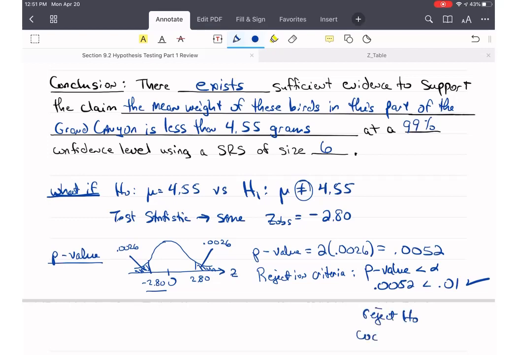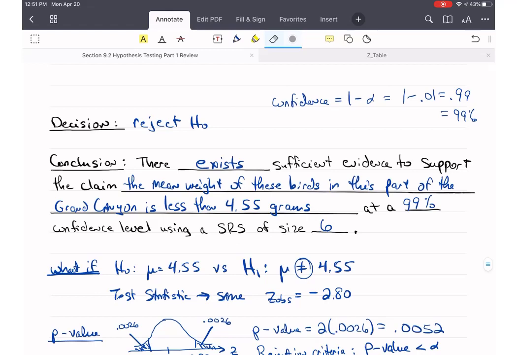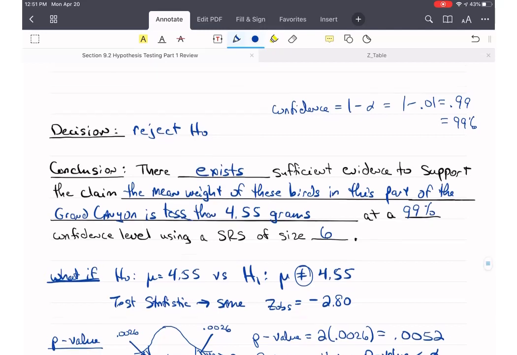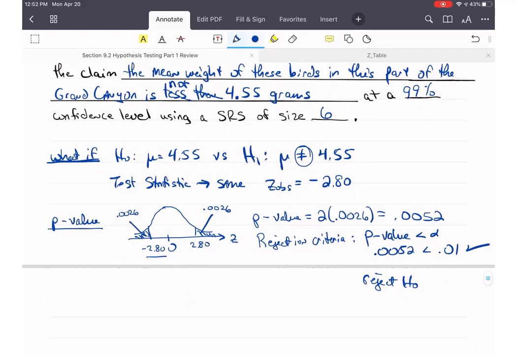Conclusion. The conclusion would be almost the same. So what would happen is that in the claim, instead of less than, we'd say is not 4.55 grams. So everything else would be the same. The wording of the claim would be different. All right, so that concludes our review for today.